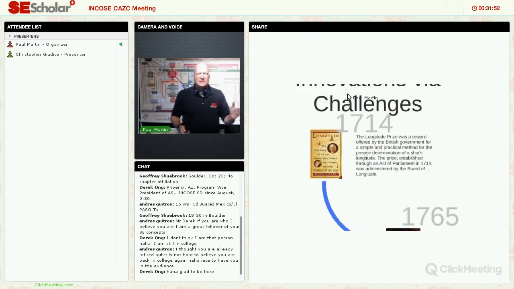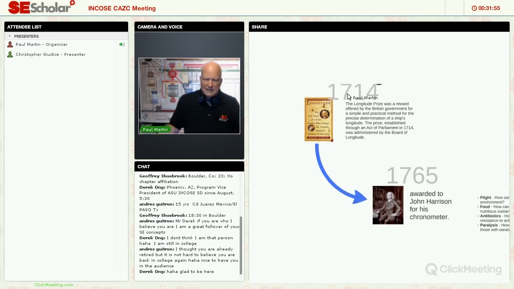After 1714, it took another 50 years before John Harrison, just a simple carpenter, was able to come up with a chronometer. It was a clock, and as you remember, clocks have been around since ancient times, but to make them reliable and able to survive a sea voyage was something he came up with and was able to work through. So this was almost 200 years after Spain asked for a solution.